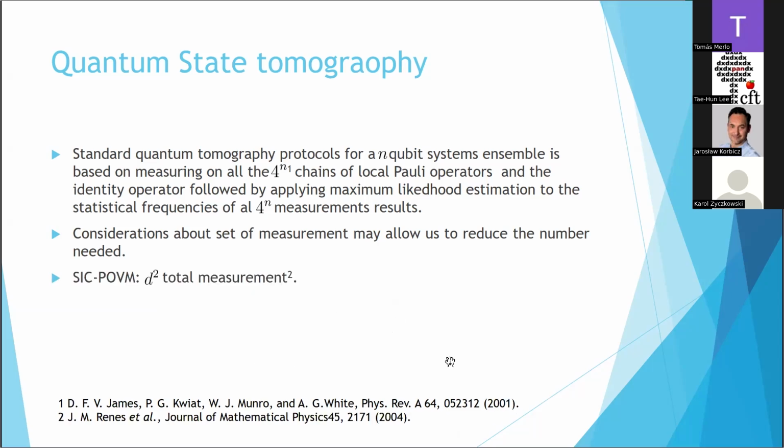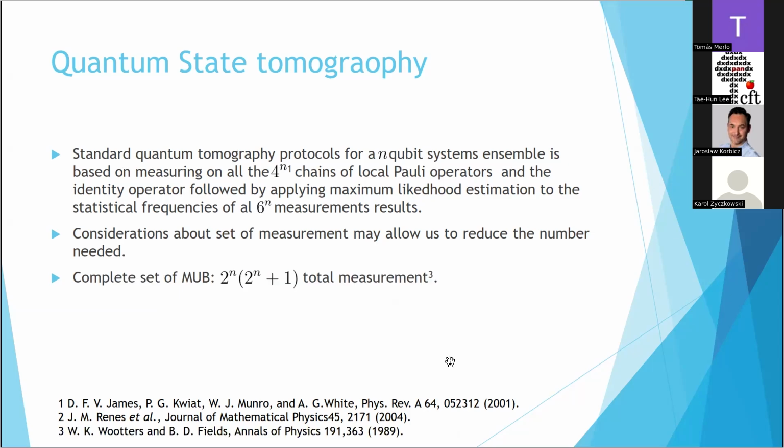For example, if we use a symmetric informationally complete positive operator valued measure, SIC-POVM, we can reduce this number to d squared total measurements. These SIC-POVMs are sets of d squared equiangular lines, or equiangular states, in dimension d. These sets are conjectured to exist in any dimension, but haven't been found in all dimensions. And in the lab, they can be very difficult to implement because they need resources that are expensive to implement.